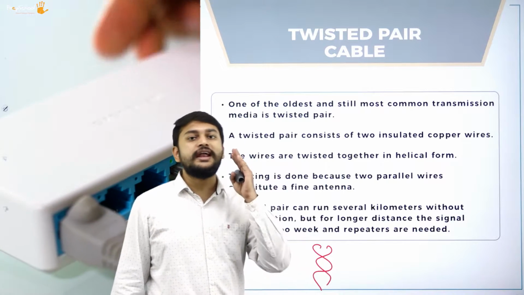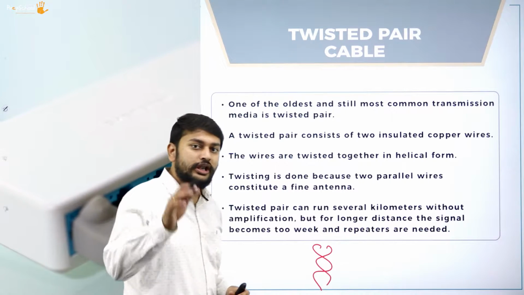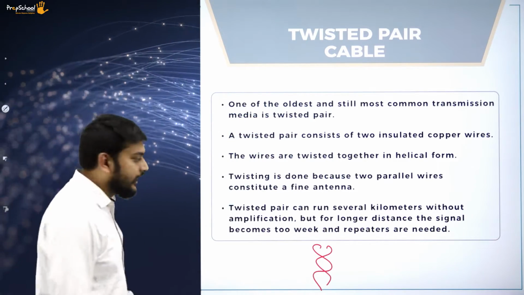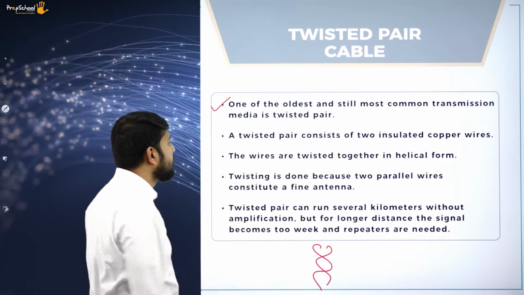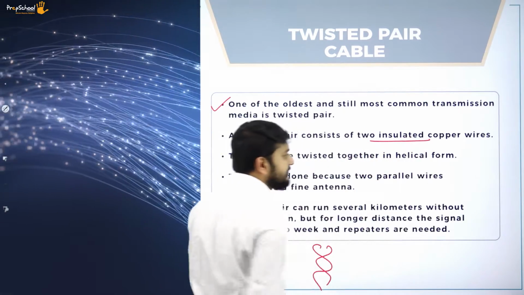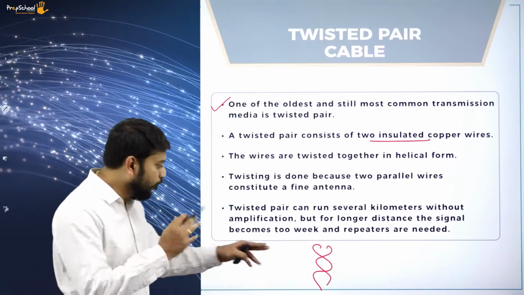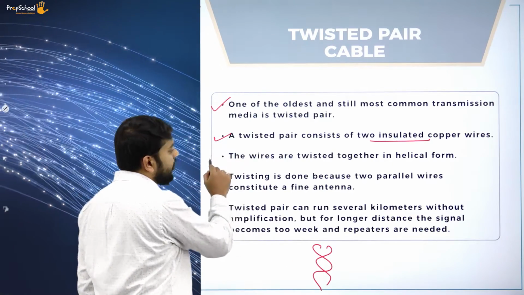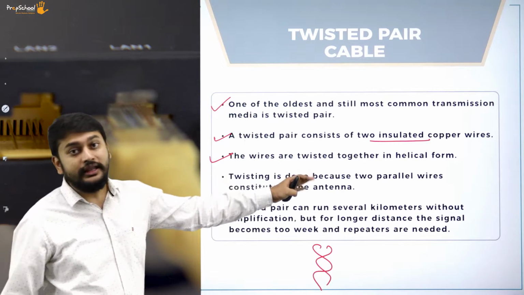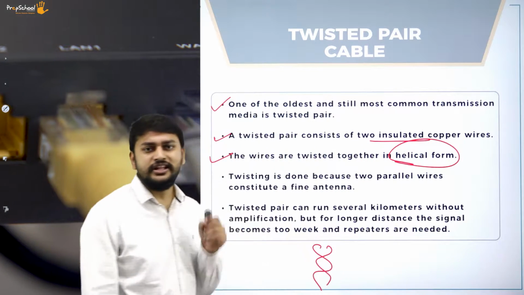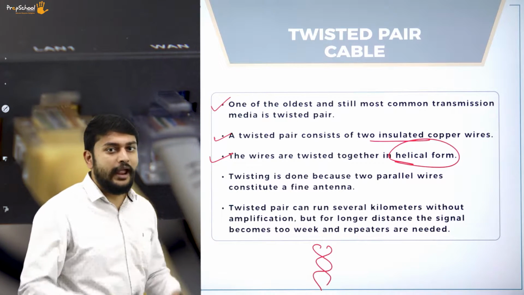Before I discuss that, let me discuss the points that I have. One of the oldest cables that we had is the first point. The twisted pair consists of two insulated copper wires. Please understand how many wires you have: two insulated copper wires is what you need to remember. And third point, the wires are twisted together in a helical form. Helical form in the sense, if I say that word, the DNA should come to your mind.